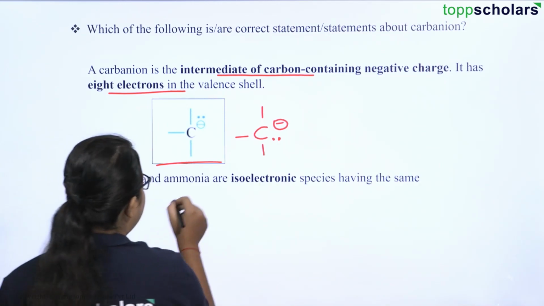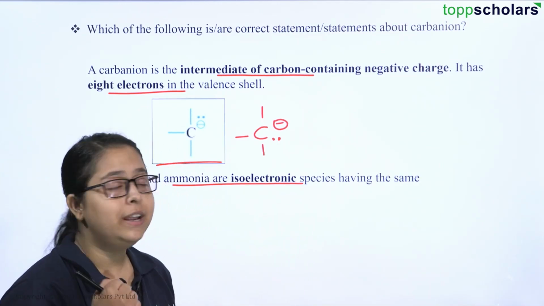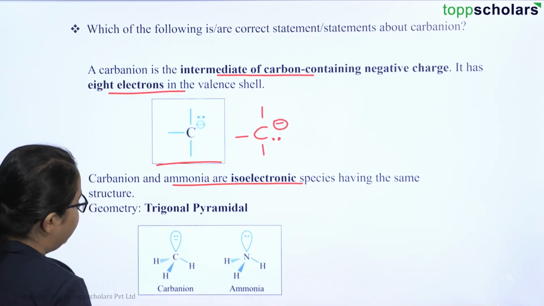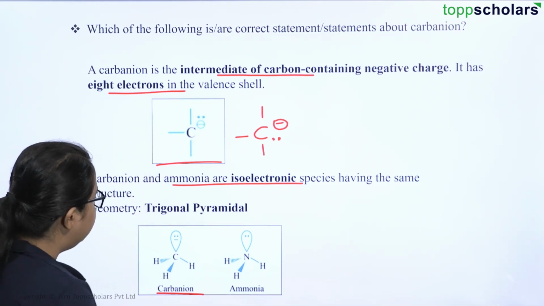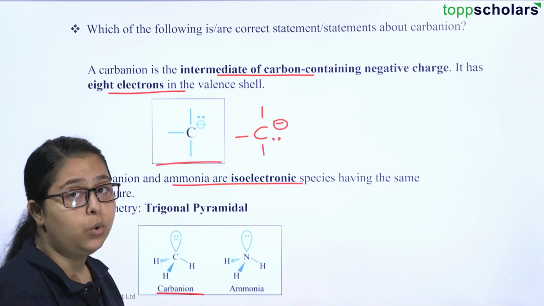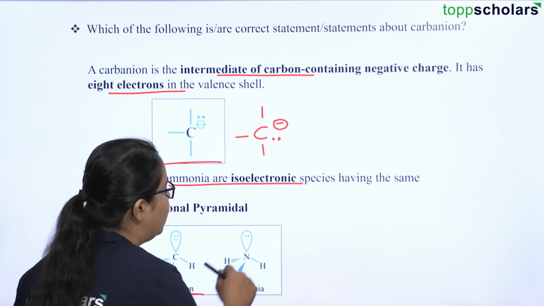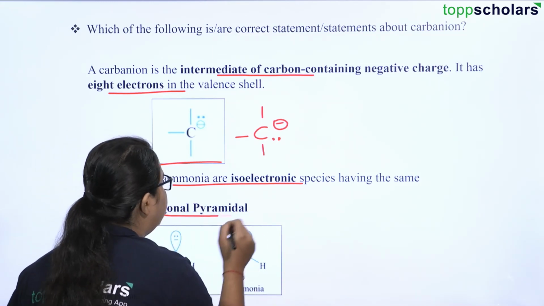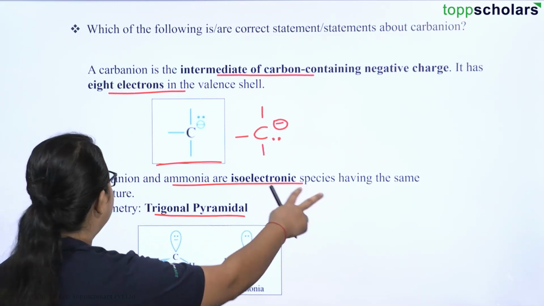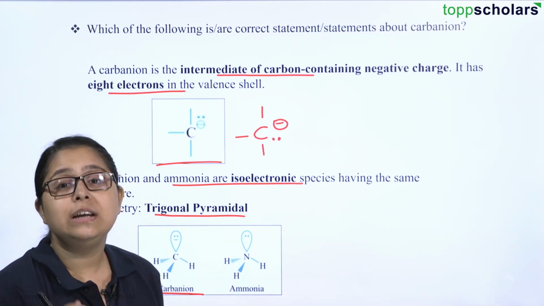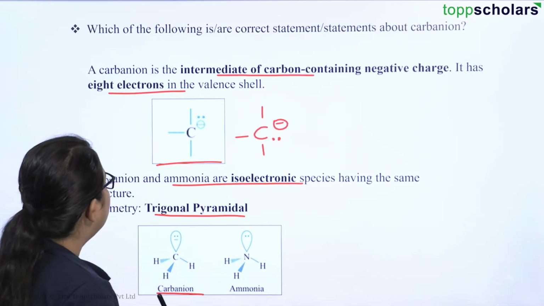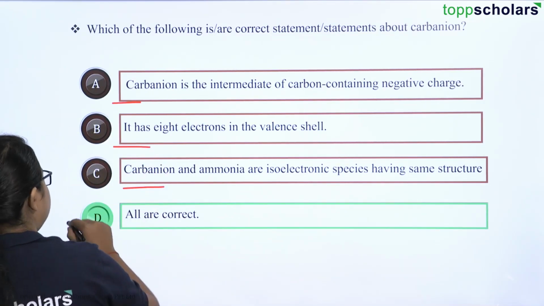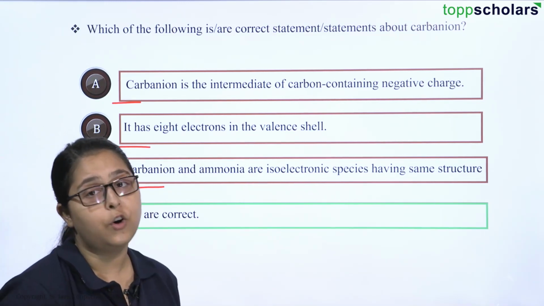Coming over here, carbanion and ammonia are isoelectronic species. How? Let us see. Over here, this geometry is trigonal pyramidal. Here you will see this is the carbanion. We will have the negative charge along with the lone pair. And in this ammonia also we are having the lone pair. Because of this, both of them are having the geometry of trigonal pyramidal. So they have the same structure and they are also isoelectronic species. So we can say that all the statements given to us are correct. Hence, we will choose option D as the correct answer for this question.